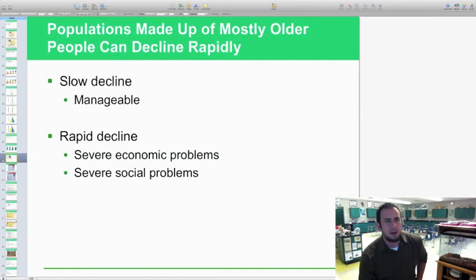If you also think about it, when you have a population made up of mostly older people, your population as well as your economy can decline relatively rapidly. If it's a slow decline of people, as far as population, that's okay. It's manageable. You can deal with it. But with a rapid decline, you can have serious economic problems.